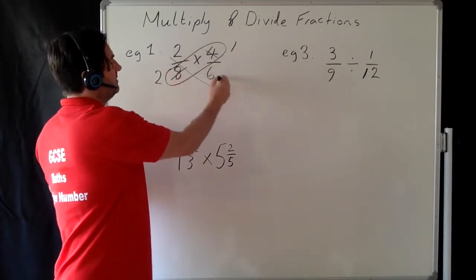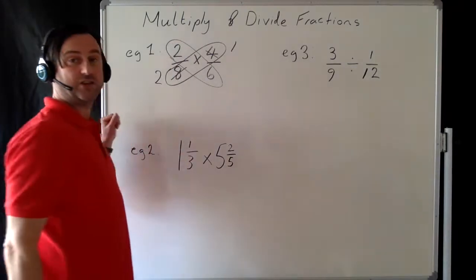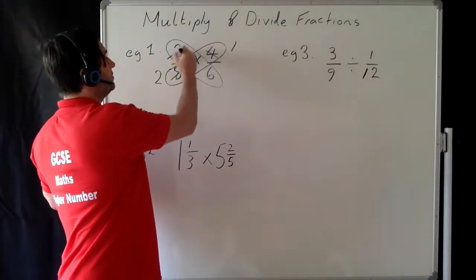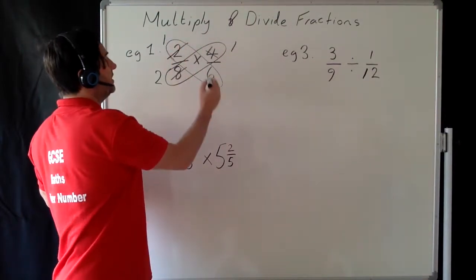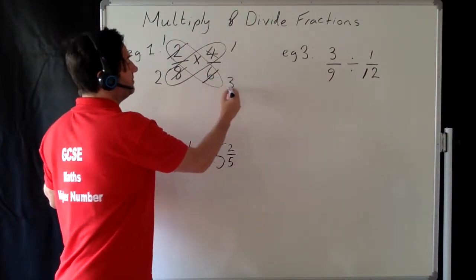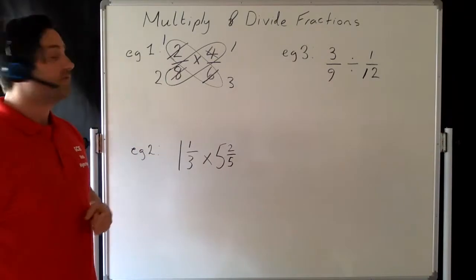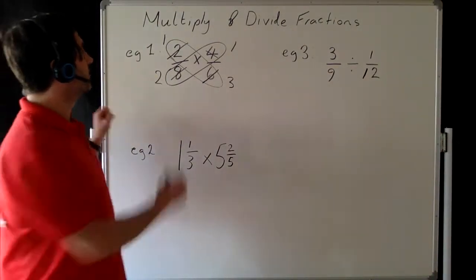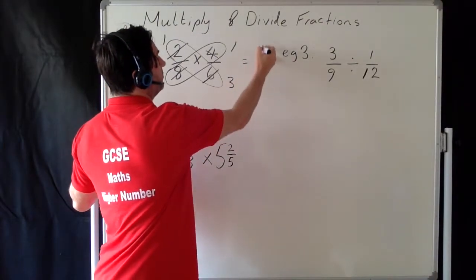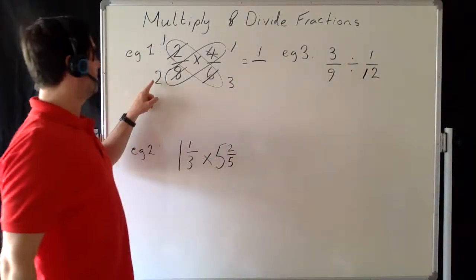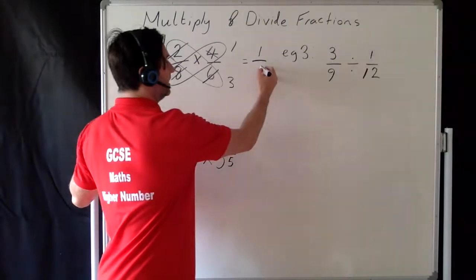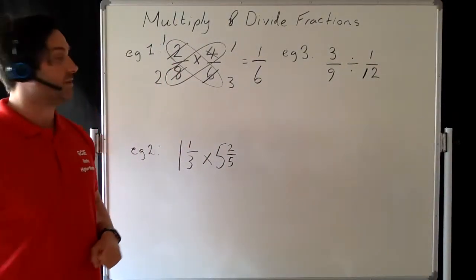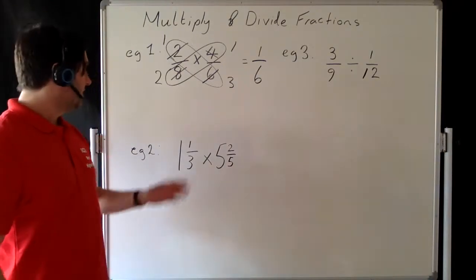I could do the same in the opposite direction. 2 is a common factor of 2 and 6, and 2 goes into 2 once, and into 6 3 times. I've now made my fraction a lot simpler. All I now need to do is multiply the top, 1 times 1 gives me 1, and multiply the bottom, 2 times 3 gives me 6. This is already in its lowest terms, so there's no simplifying to do.